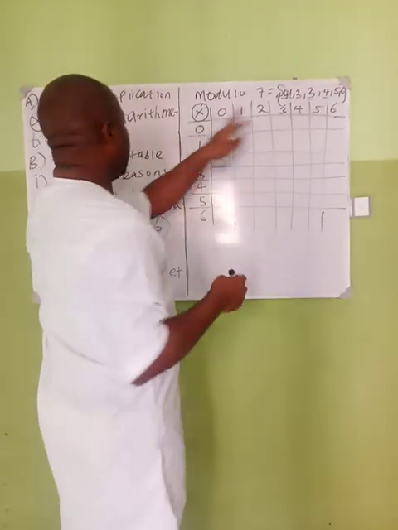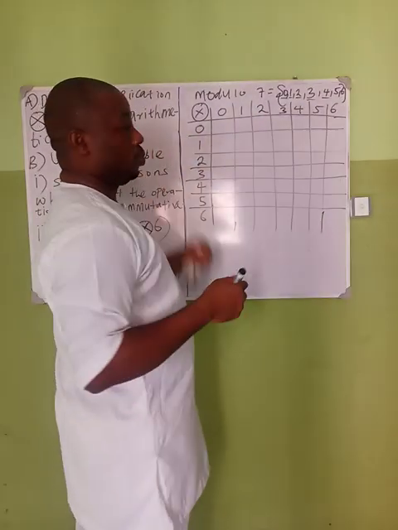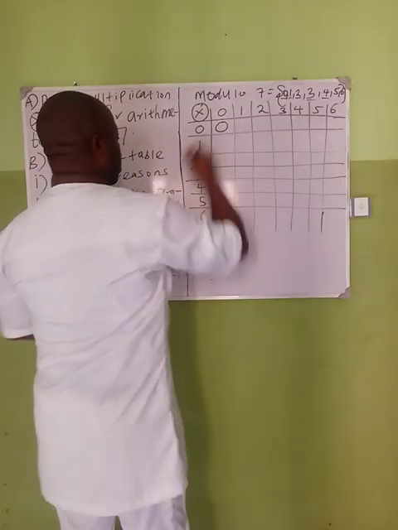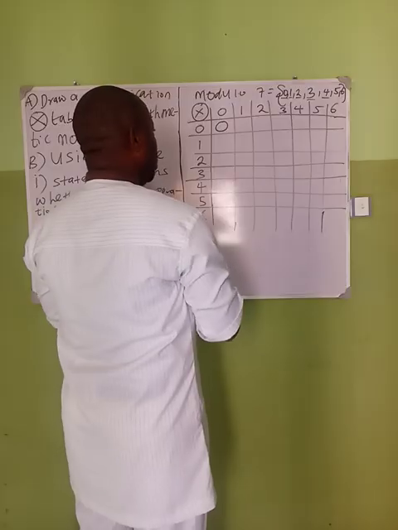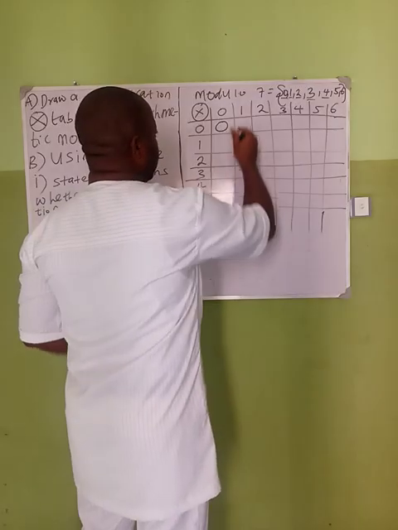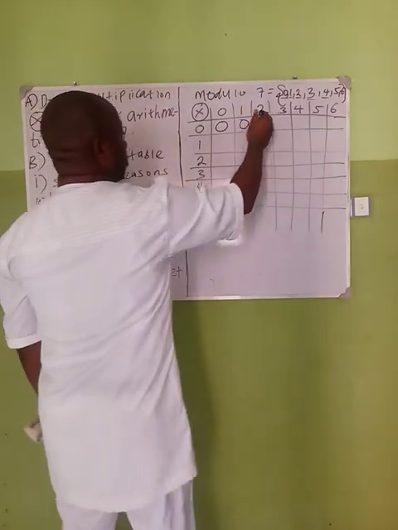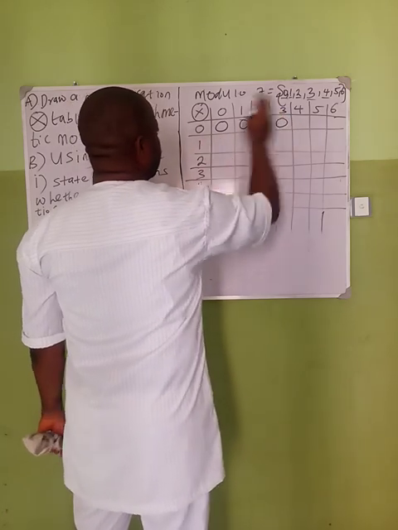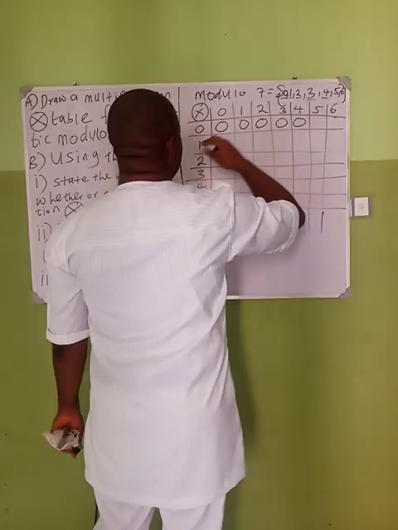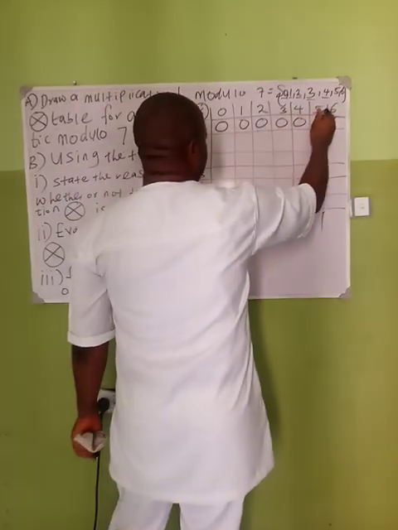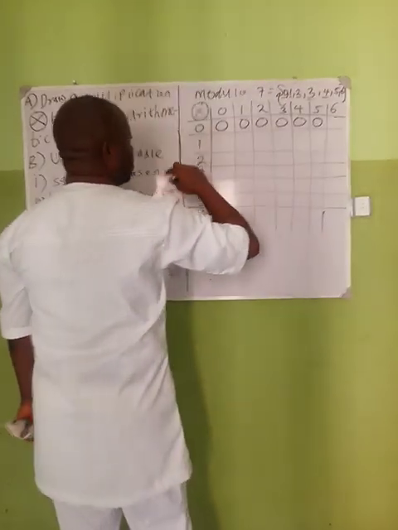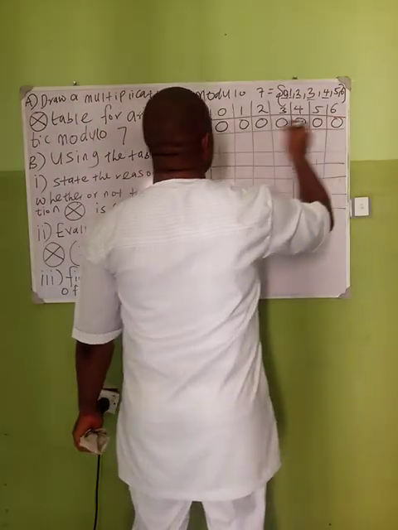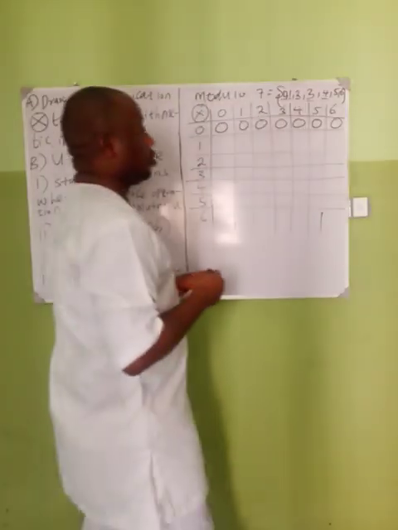The first row, 0 times 0 is 0, so it's less than 7, we'll write it. 0 times 1, that's 0, it's less than 7, so we'll write it. 0 times 2 is still 0, less than 7, we'll write it. 0 times 3 is still 0, 0 times 4 is still 0, 0 times 5 is still 0, and 0 times 6, still 0, less than 7, we'll write it. So the first row is just zeros.